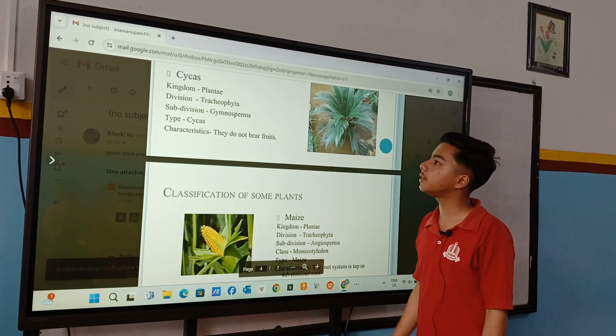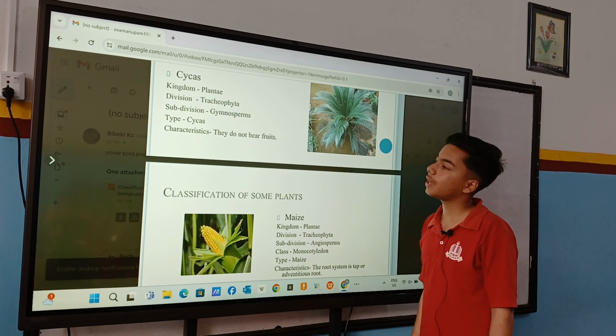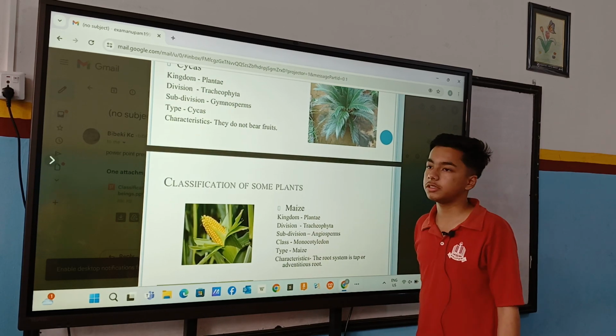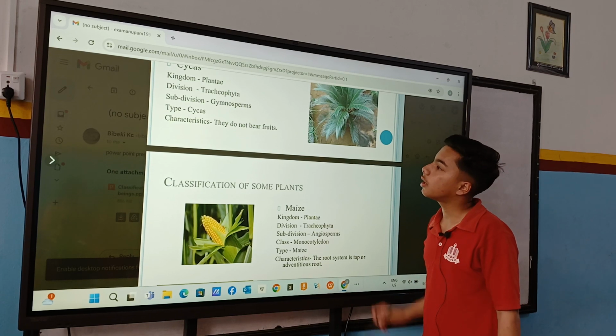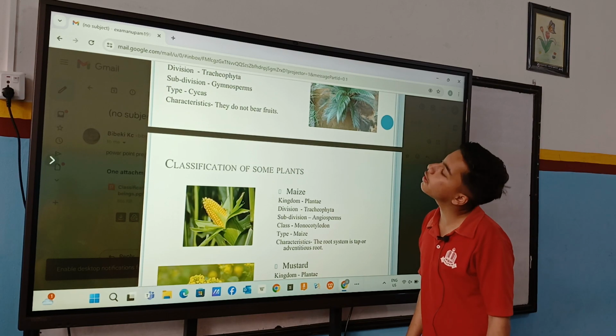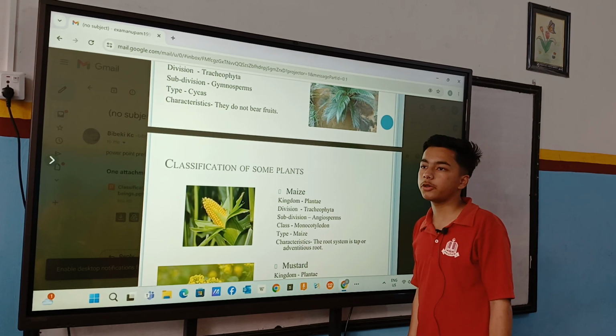Cycas is the next plant. It also lies in the same division, Tracheophyta. It lies in the Gymnosperm subdivision. Their special characteristic is that they do not bear fruits.